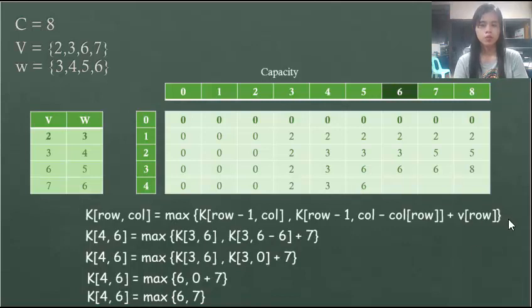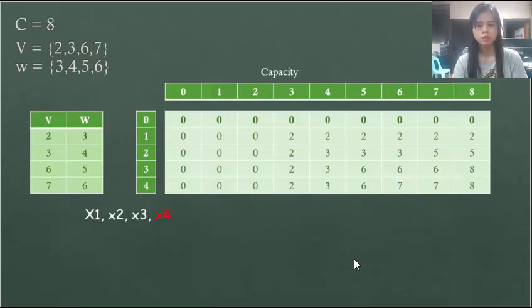So I will use the formula for row 4, column 6. The output of row 4, column 6 is max of 6 and 7. So we get the greater value, which is 7. So we put the 7 at column 6, row 4. The same applies for the rest of the columns. So let's check the greatest value of the.